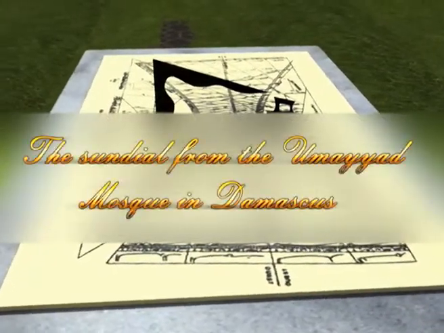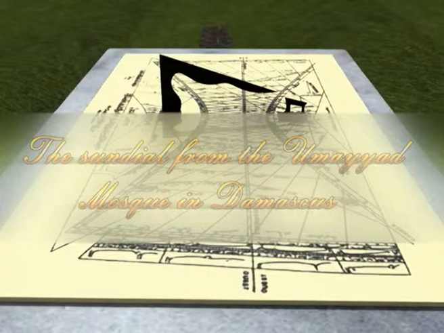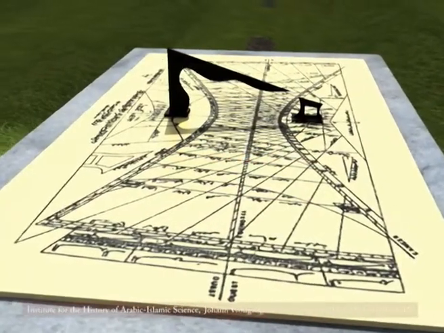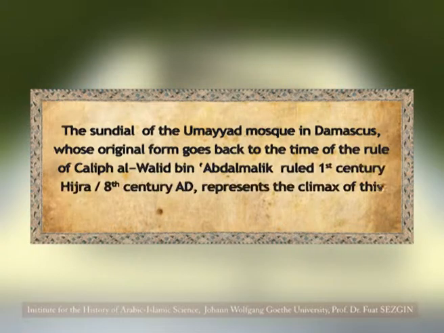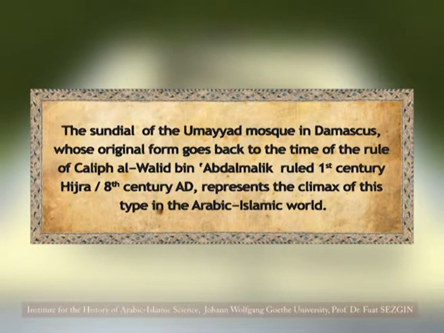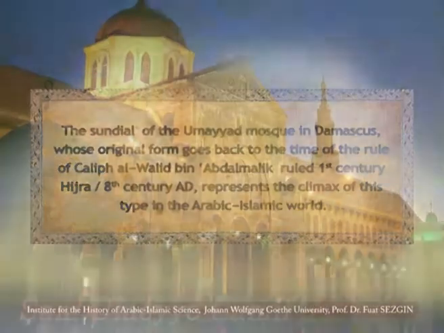The sundial of the Umayyad Mosque in Damascus. The sundial of the Umayyad Mosque in Damascus, whose original form goes back to the time of the rule of Caliph al-Walid bin Abd al-Malik, ruled 1st century Hegira, 8th century AD, represents the climax of this type in the Arabic Islamic world.